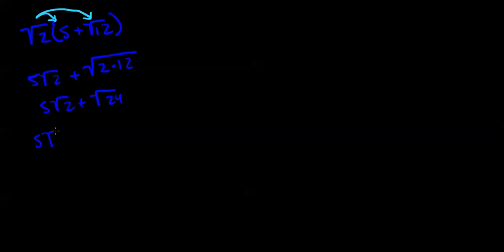Now we can go ahead and simplify the radical 24 to radical 4 times 6. And we can split them up into their own two radicals. So we have radical 4 times radical 6, and radical 4 would be 2 because 4 is a perfect square. So the square root of 4 is 2. So that would give us 5 radical 2 plus 2 radical 6. And that's as far as we can simplify this one.